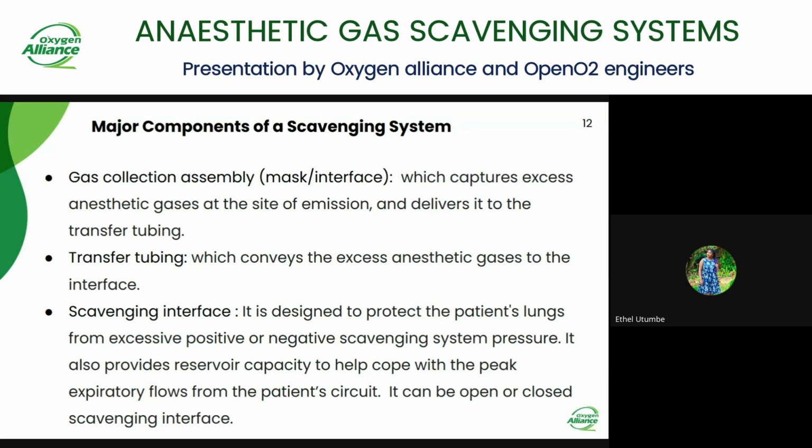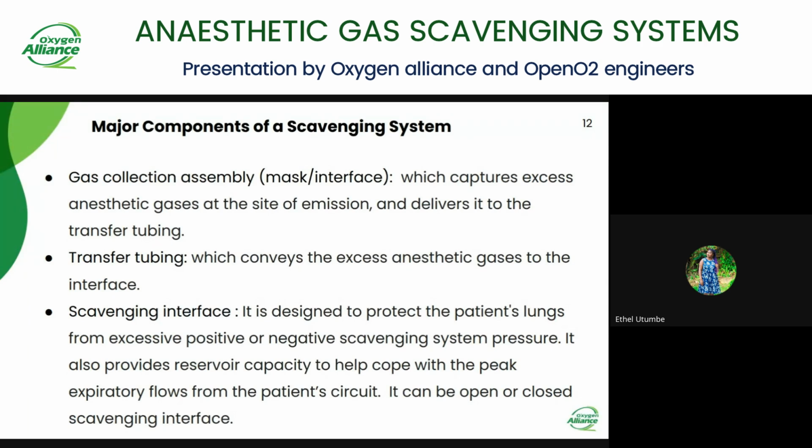The transferring tube conveys these waste anesthetic gases to the interface. This interface was designed to protect the patient's lungs from excessive positive and negative scavenging system pressure. The system can experience some negative and positive pressure, so this interface was designed to protect the patients from these pressures. It also provides a reservoir capacity to help cope with peak expiratory flows from the patient circuit. This scavenging interface can be open or closed, like I said on the previous slide.